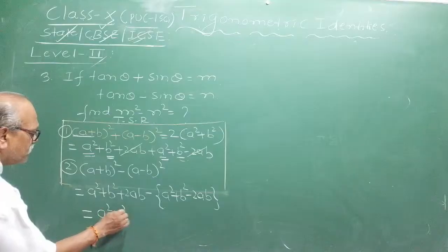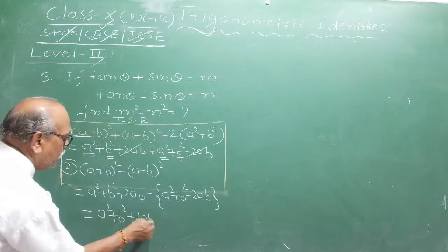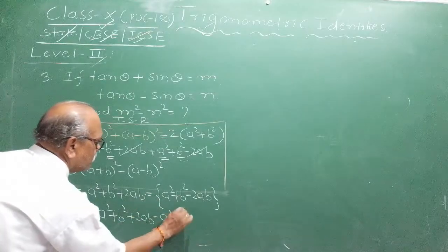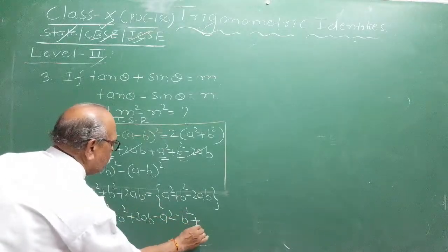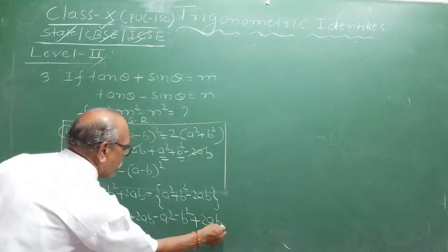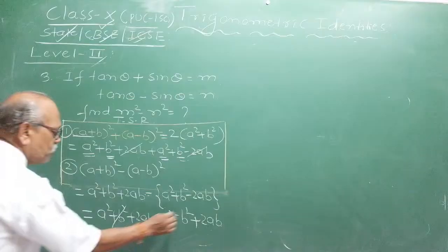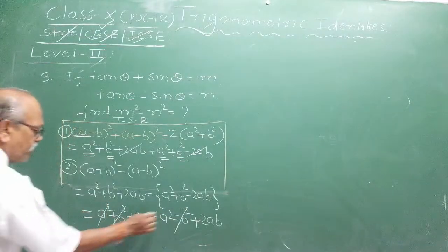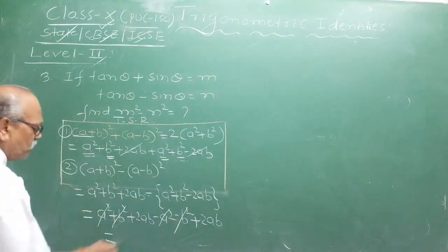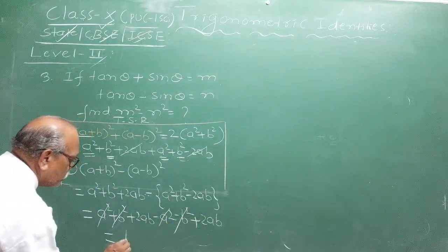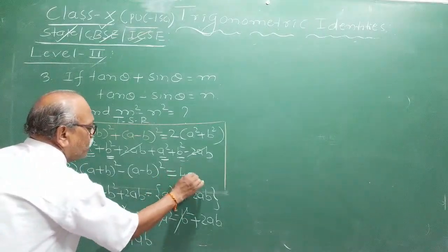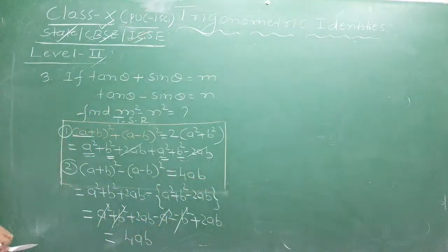A square plus b square plus 2ab. Remove the bracket. Minus into plus is minus a square. Minus into plus is minus b square. Minus into minus is plus 2ab. Observe now. Plus b square minus b square cancels. A square cancels. Right? What is (a plus b) whole square minus (a minus b) whole square? 2ab plus 2ab becomes what? 4ab. Very useful, very important identity.